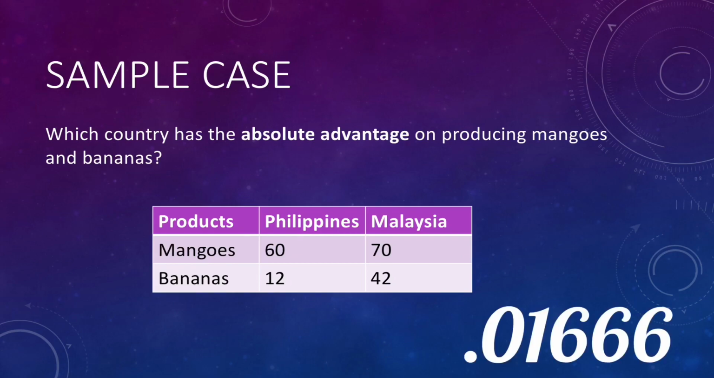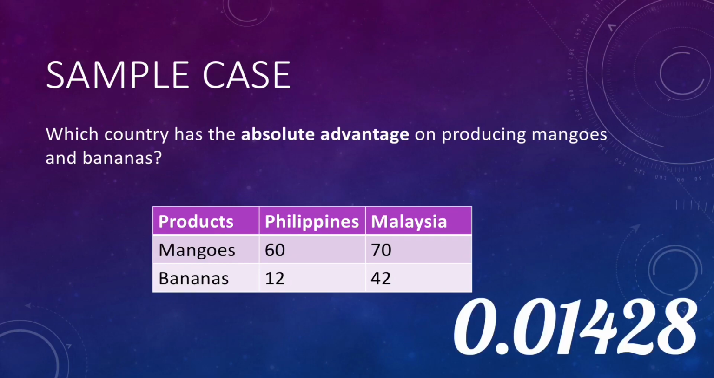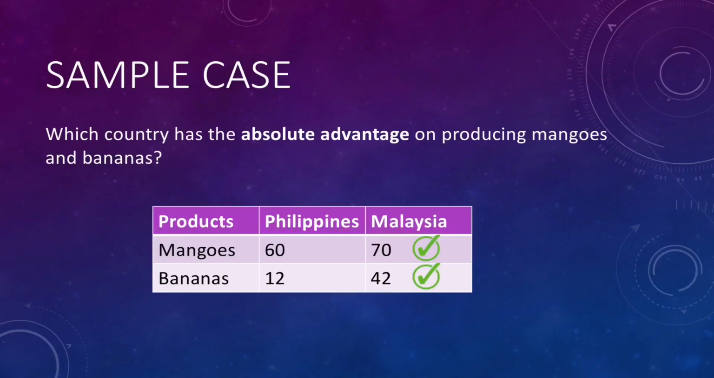0.016 hours per mango. Meanwhile, in Malaysia, 70 mangoes can be produced in 1 hour. That would translate to 0.014 hours per mango. As a result, Malaysia has the absolute advantage in producing mangoes. The key in absolute advantage is to let the country with the lowest amount of input needed to produce it so that everyone can benefit.